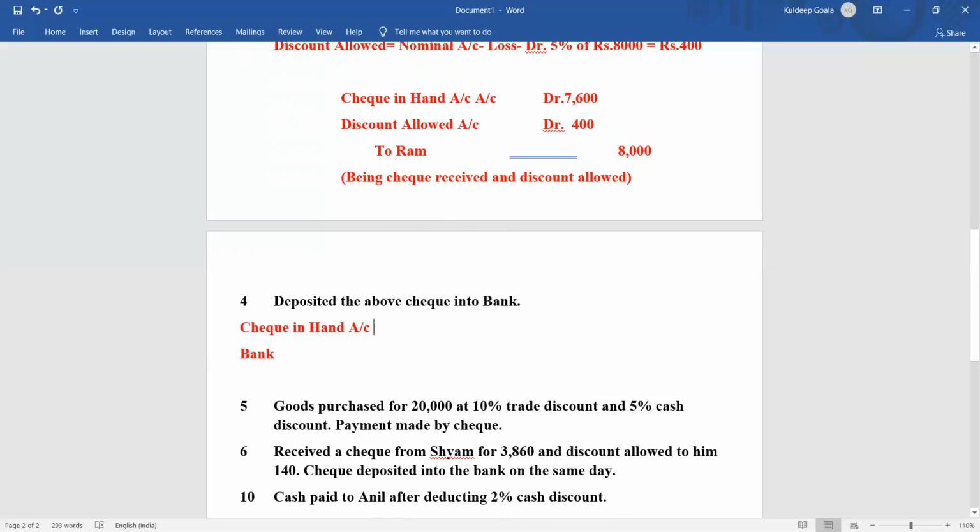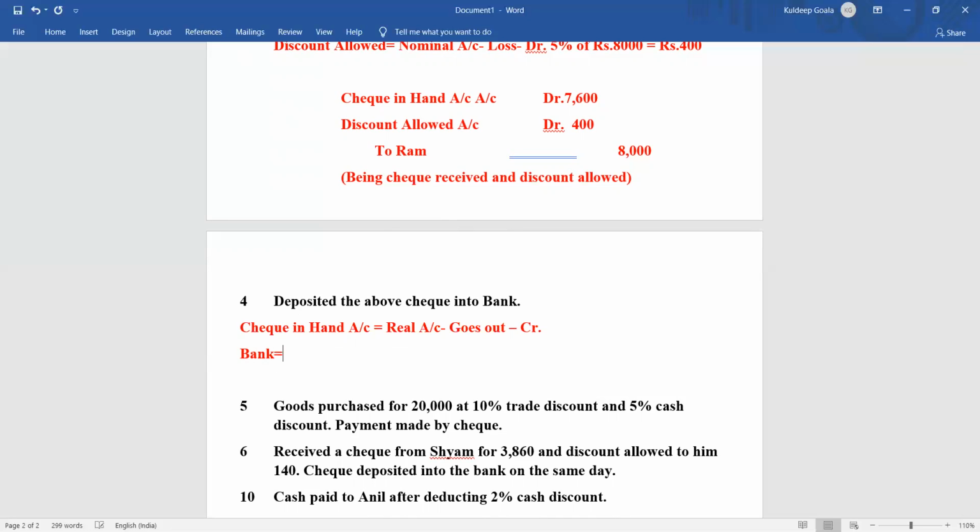So one is check in hand, the other is bank account. Now we know that check in hand is a real account. And what is happening here? The check is being deposited in the bank. That means it is going out from the business, isn't it? Clear now? Goes out, so it will be credit.